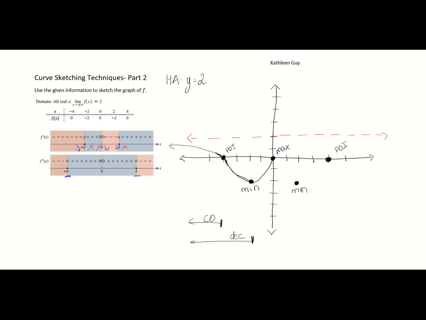I hit my max, and what's important here is that you don't change concavity, right? This is not a point of inflection. So I stay concave up, but I decrease back to my min. I hit my min, I go up to my point of inflection. I hit my point of inflection, and now I'm concave down and increasing. And here is my final graph. Let's do one more.